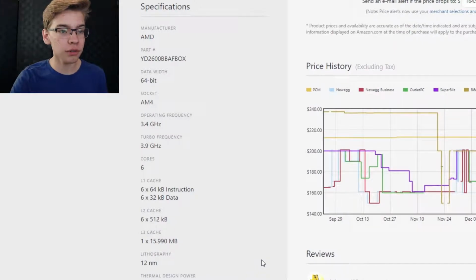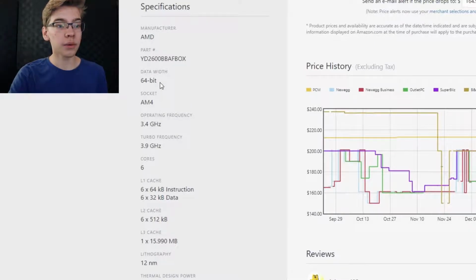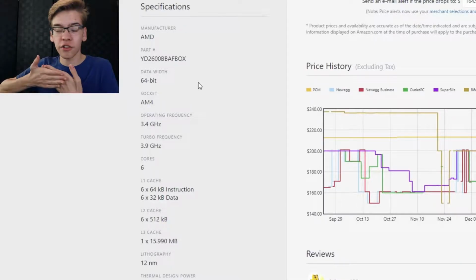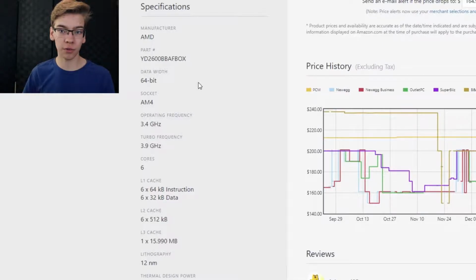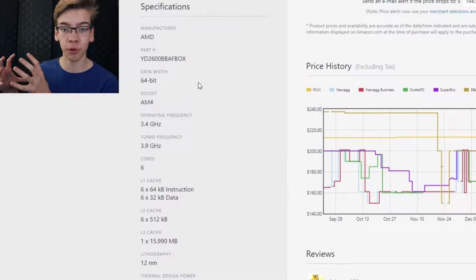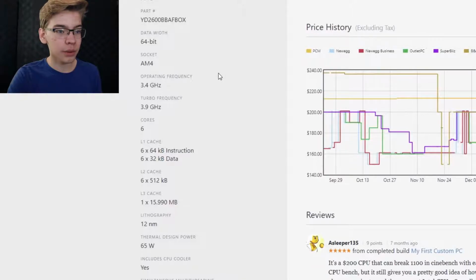If we jump over to a random CPU, we'll get a couple other specs here. We have data width, which is 64-bit. This is just the bit depth of what your CPU can process. So a 64-bit processor can process 64-bit Windows, but a 32-bit processor could not process 64-bit Windows. Generally, you don't have to worry about that.